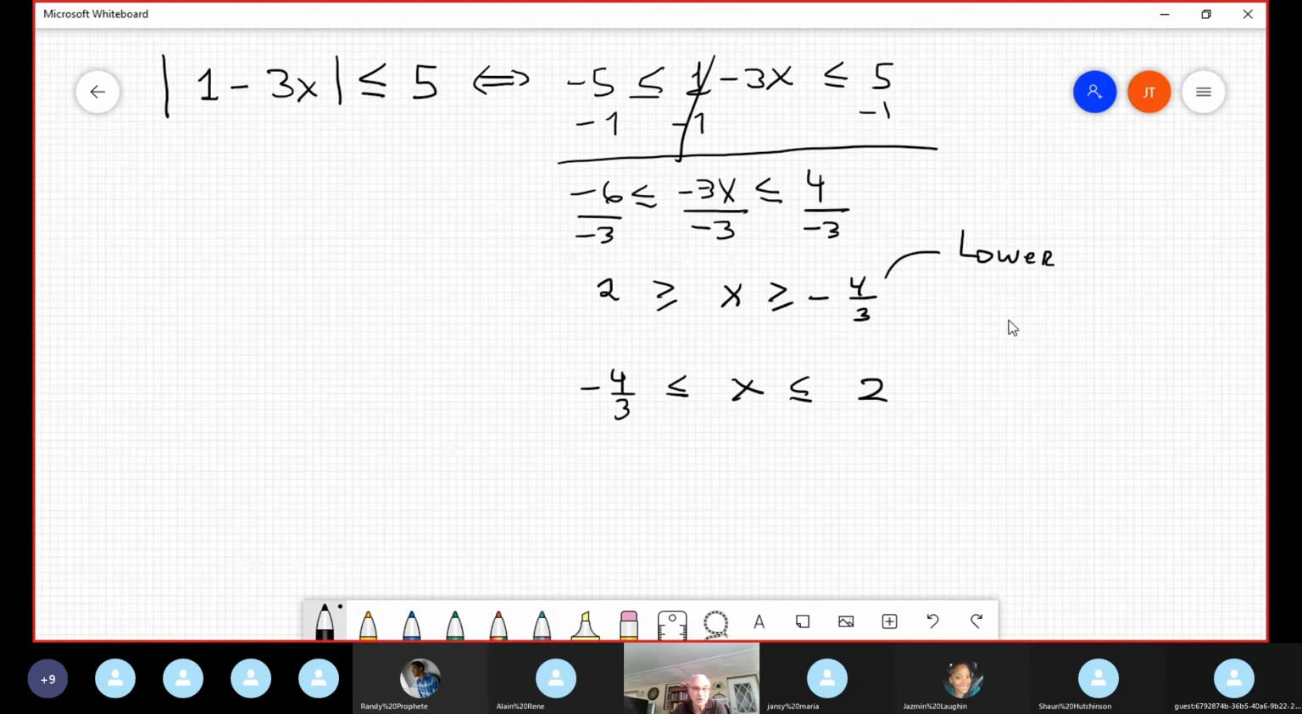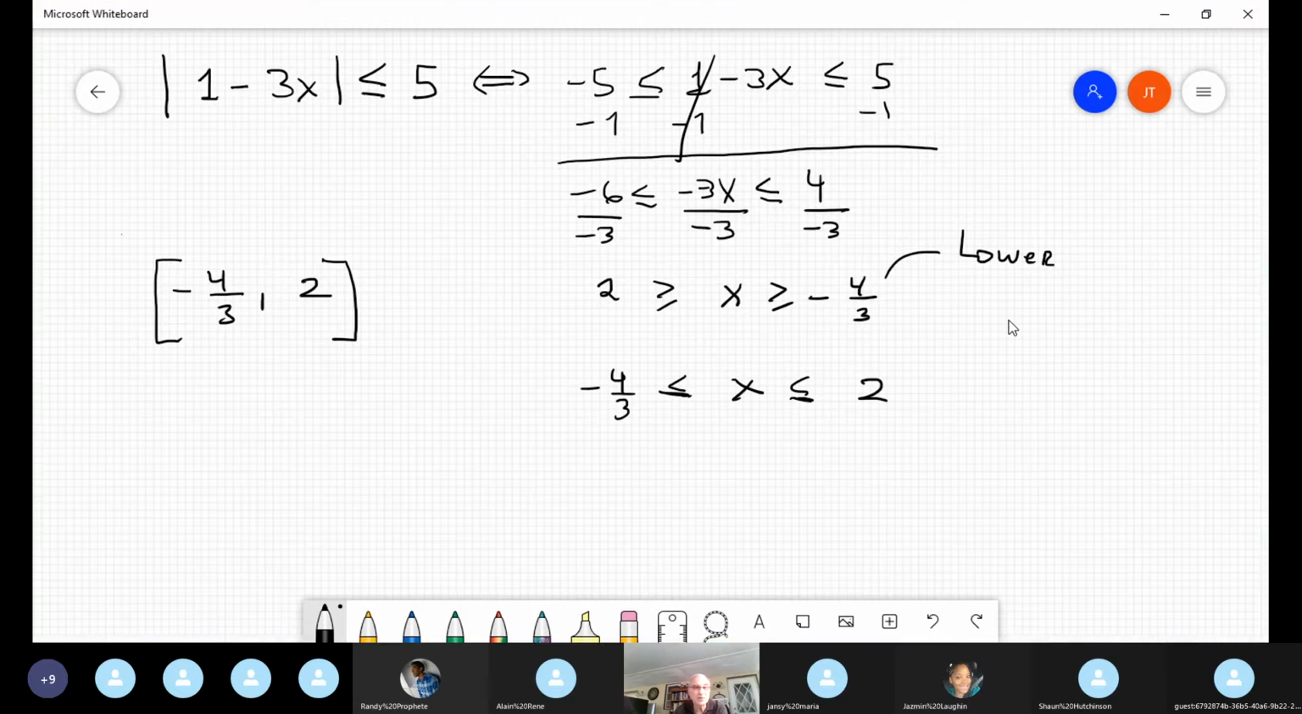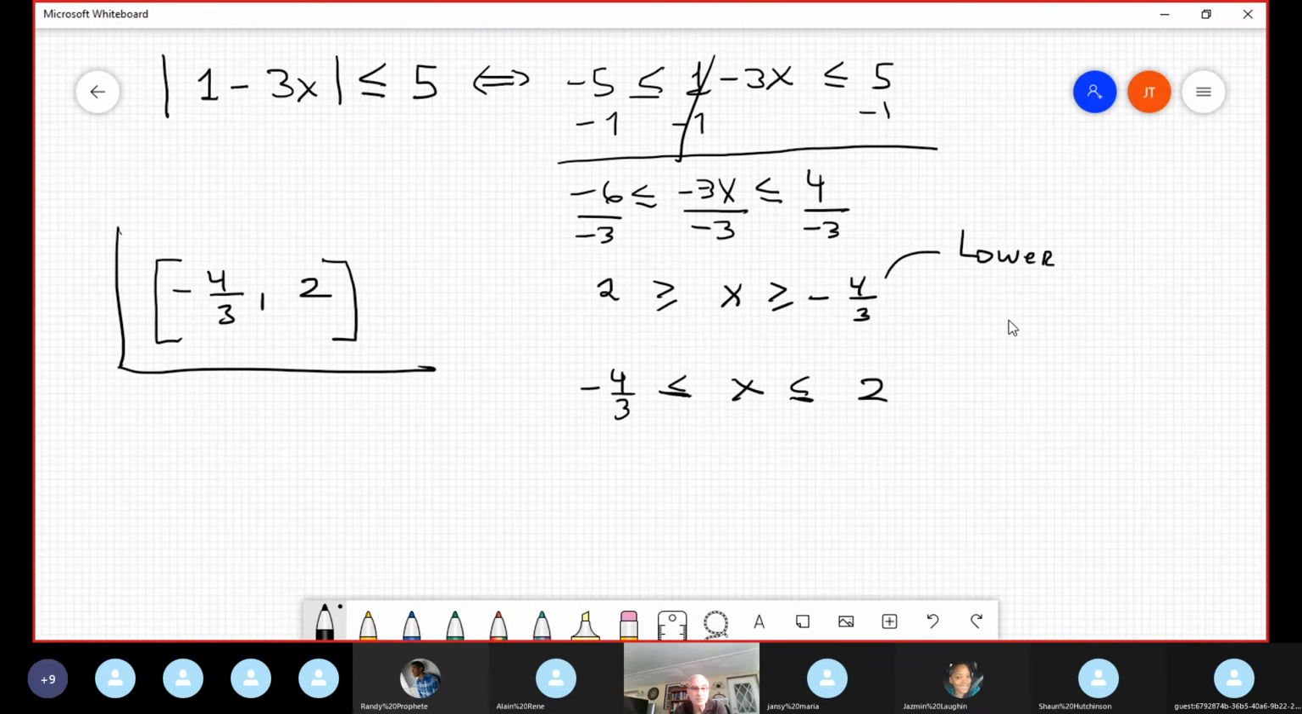Okay, now what is the final answer? The final answer is you copy the lower bound, you copy the upper, and in this case, bracket, because it includes the endpoint. How do you know? Because it's equal. And this is my fantastic final answer. Any question? No?